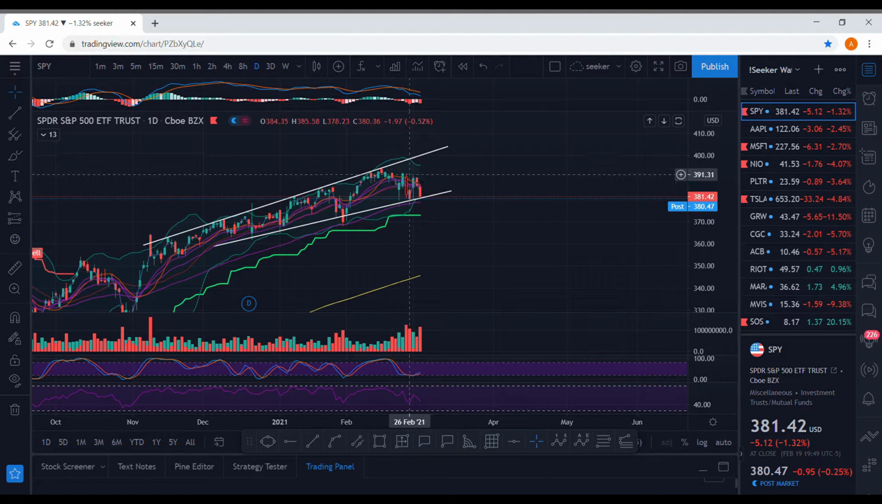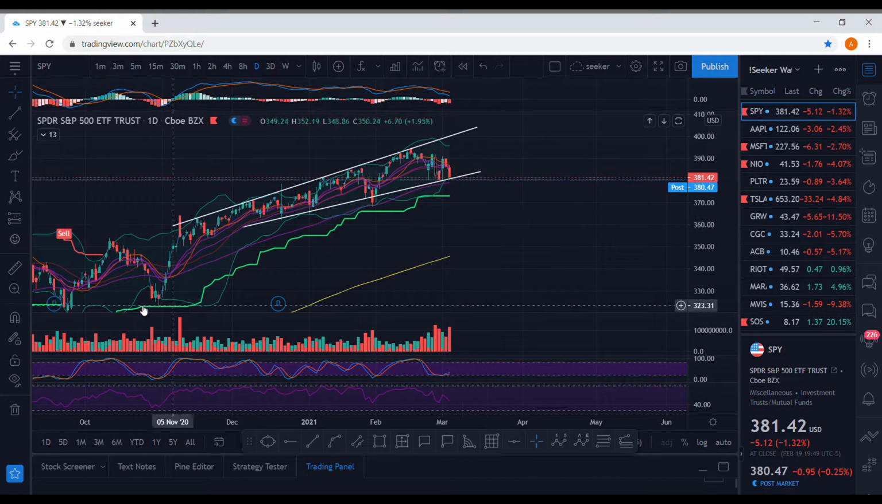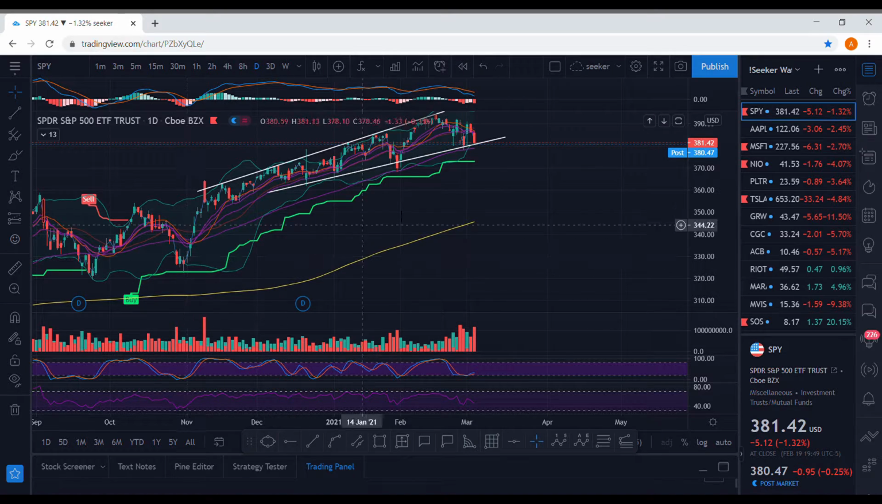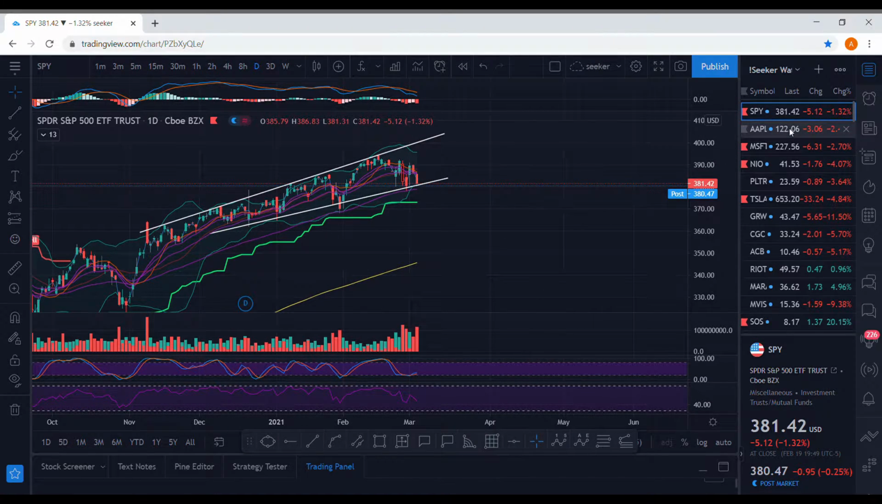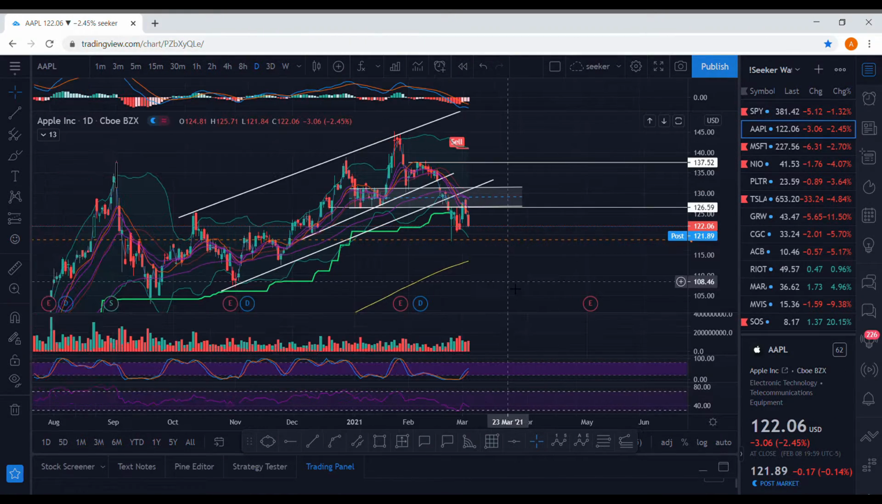So in the future, it can either bounce off of here, try to go back up to the upwards trend line, or break it and find new support. Go over to a different stock, just so you guys can get the idea.